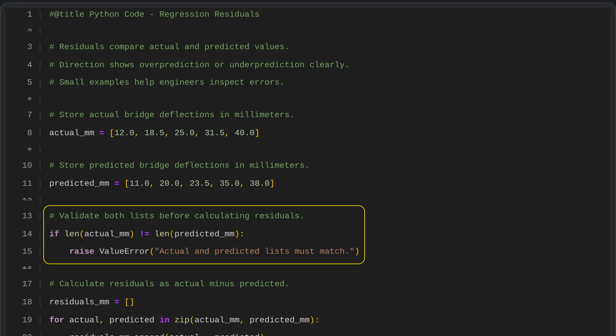The code first checks that the actual and predicted bridge deflection lists have the same length, so each actual value can be paired with a prediction. If they differ, it raises an error and stops the residual calculation. This validation helps prevent mismatched data from causing incorrect results.